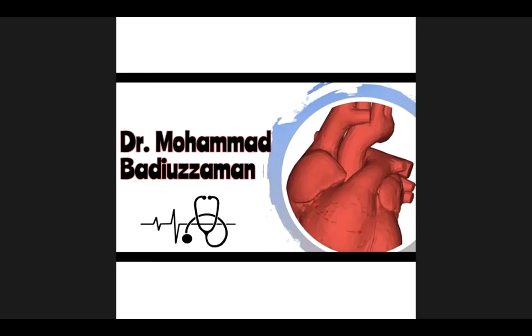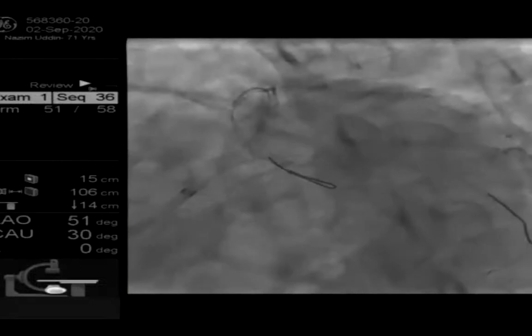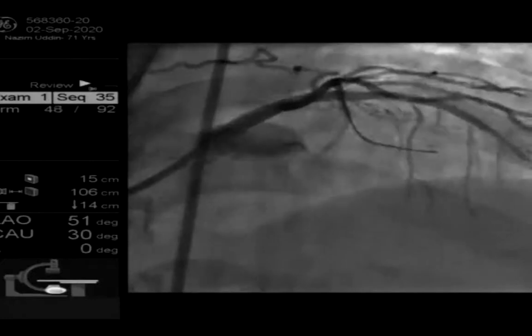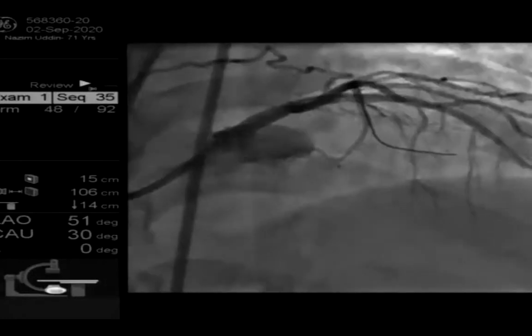Epicranial view. Okay, another epicranial. We did the epicranial with the angio core. Here, the dye didn't go that well because the catheter was there. But there's pretty diffuse disease, actually. The middle LAD is pretty diffusely diseased.